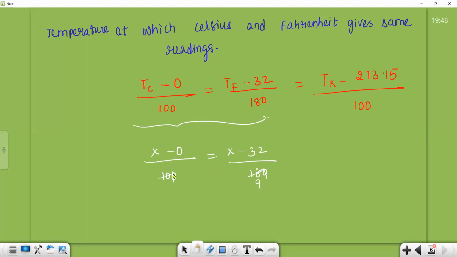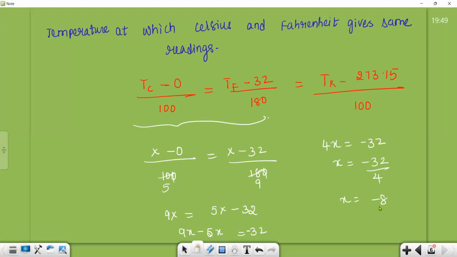Yes, so 9s are 2, 5s are... Then if I do cross multiplication, it becomes 9x is equal to 5x minus 32. Then 9x minus 5x is equal to minus 32. 4x is equal to minus 32. So x is equal to minus 32 divided by 4, which is minus 8.